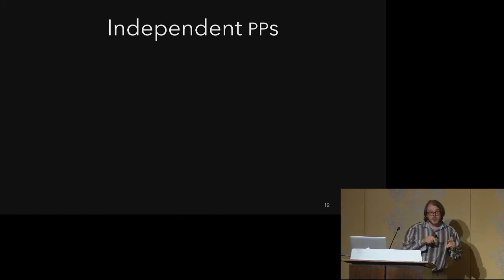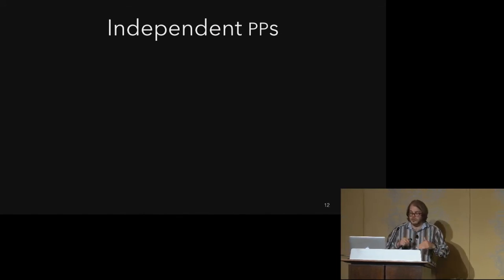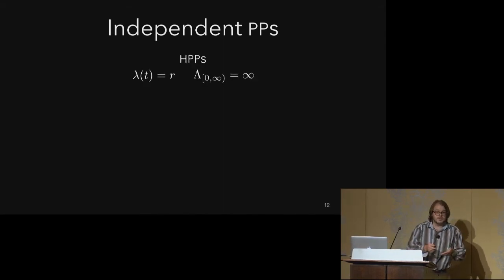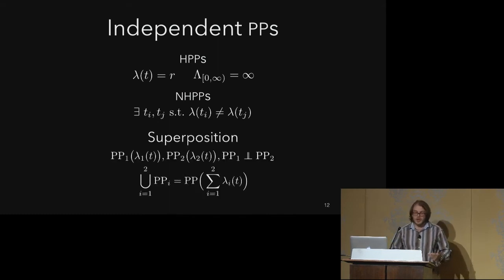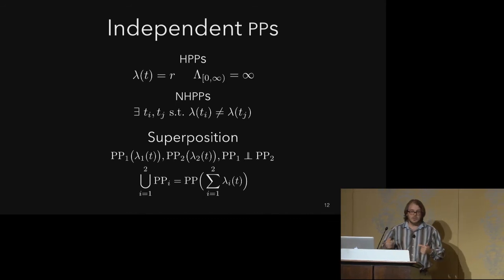Some of the nice properties of Poisson processes come about when you are considering independent Poisson processes. For example, homogeneous Poisson processes, which have a constant rate and an infinite number of events over their lifetime, and non-homogeneous processes, which have some time points at which the rate is going to be different from each other. They both have the superposition property, where if two or more of these are independent of each other, the union of their events is also going to be a Poisson process, and that process will have the rate of the sum of the individual component processes.